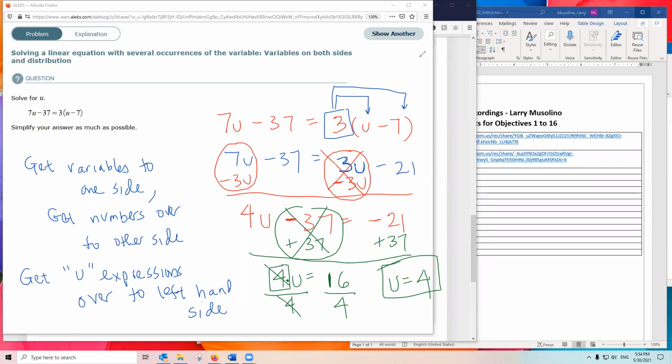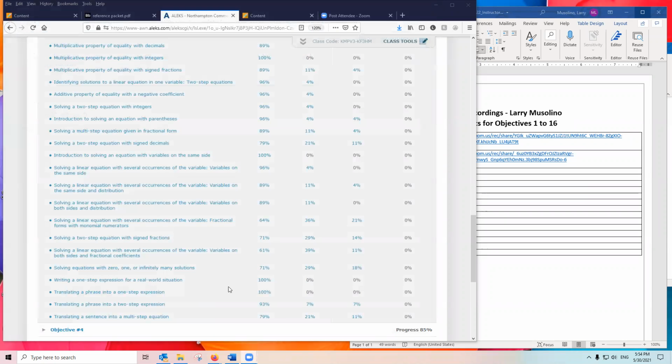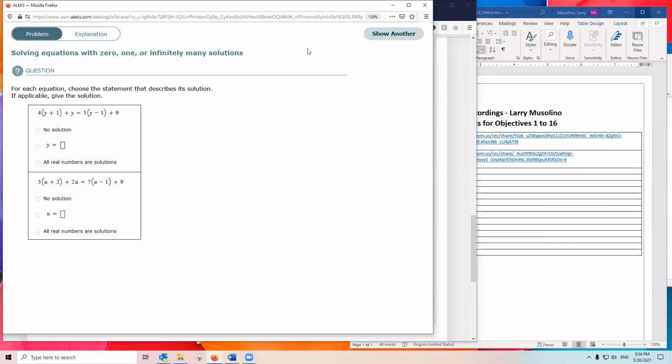All right, let's see if there's another example, maybe. Let me do this example here. This one's a little challenging. It says, solving an equation that has 0, 1, or infinitely many solutions. So let me discuss this a little bit. Let me go to the explanation here.